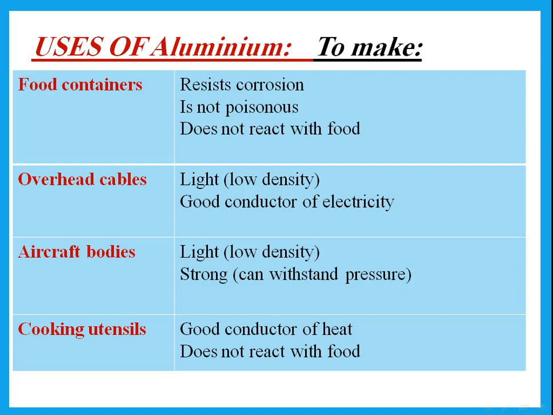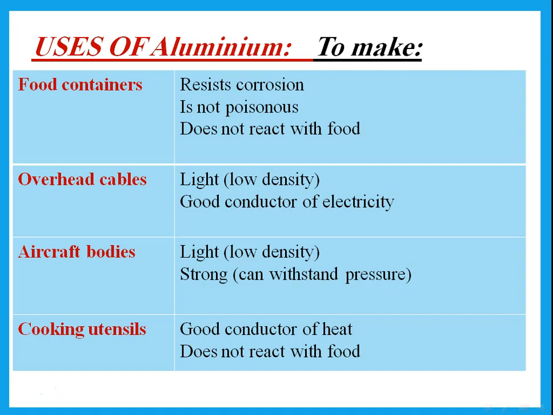What do we use aluminium for? So we've made aluminium. What do we use it for? Actually, aluminium is one of the most useful metals that we use, and you have to know what it is used for, because of which property. So for example, we use it to make food containers. Which property does it have to allow us to use it as food containers? Aluminium resists corrosion.